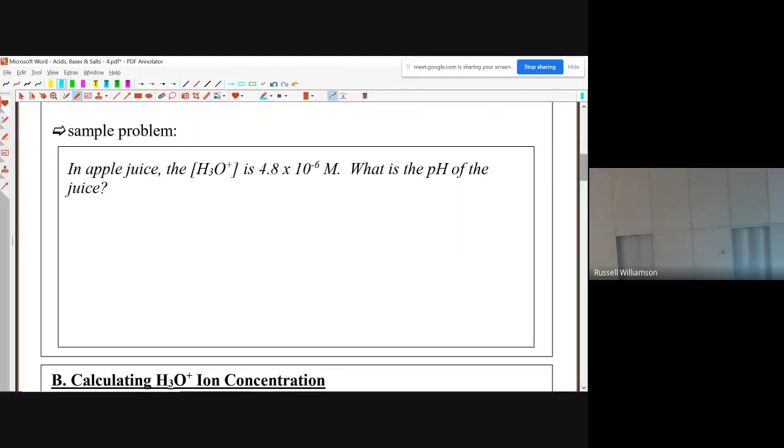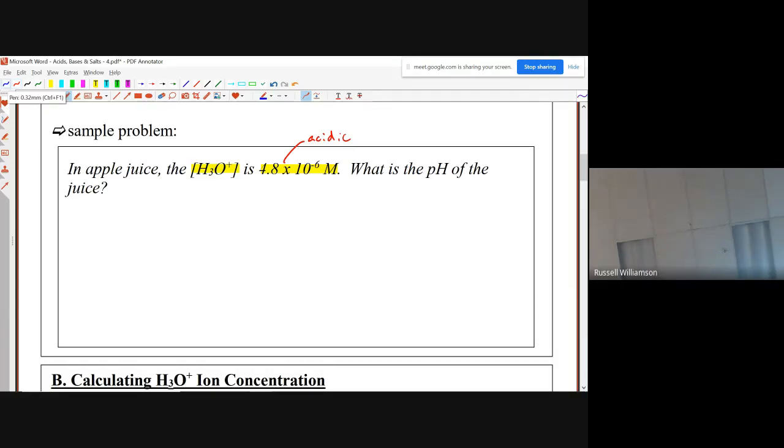Some problem. In apple juice, the hydronium concentration is 4.8 times 10 to the minus 6 moles per liter. What is the pH of the juice? First of all, this isn't asked in the question, but is it acid or base? It's going to be acidic, because that value is greater than 1 times 10 to the minus 7 moles per liter. It doesn't tell us the temperature. Just assume it's 25 degrees Celsius unless I tell you otherwise.